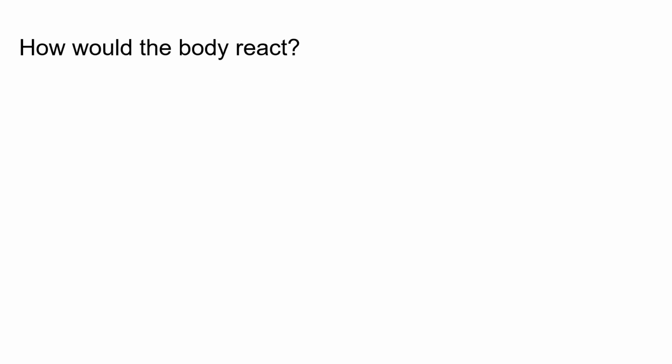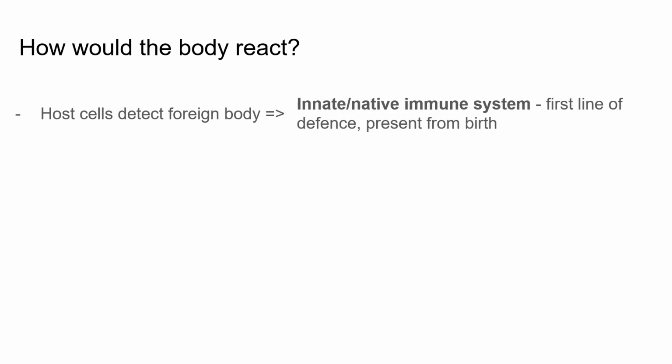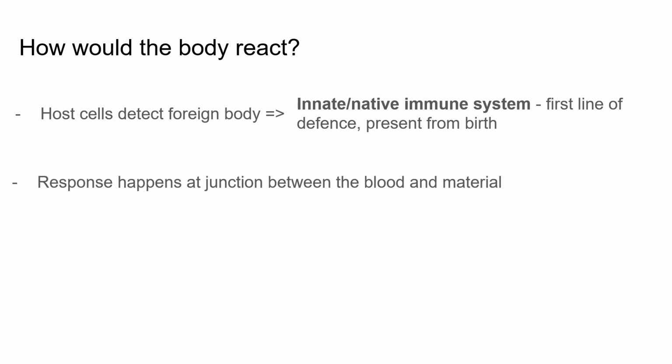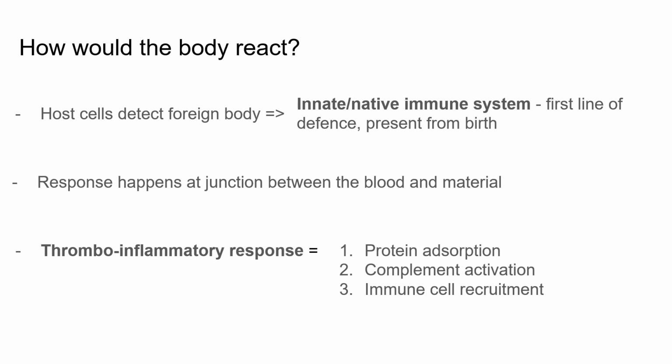Despite allogeneic material closely resembling the ECM structure, the host cells recognize the foreign surface, leading to the activation of the innate immune system, which tries to destroy the non-self material. The response occurs at the blood-material barrier and is called the thromboinflammatory response. It consists of 3 different processes.